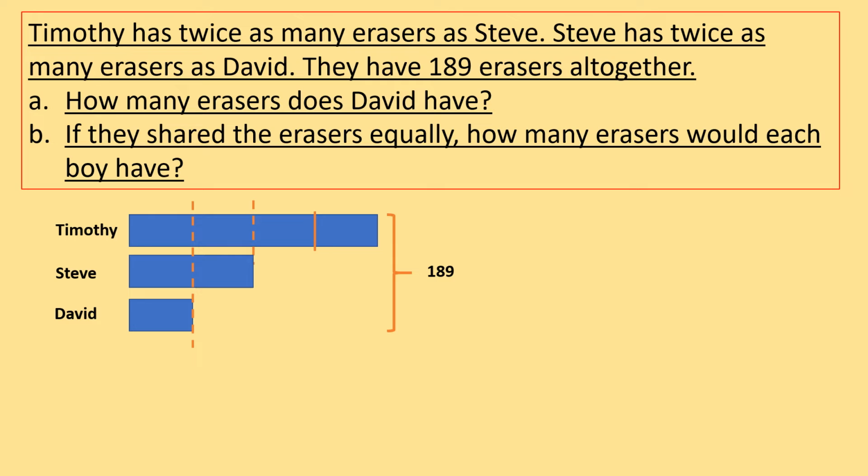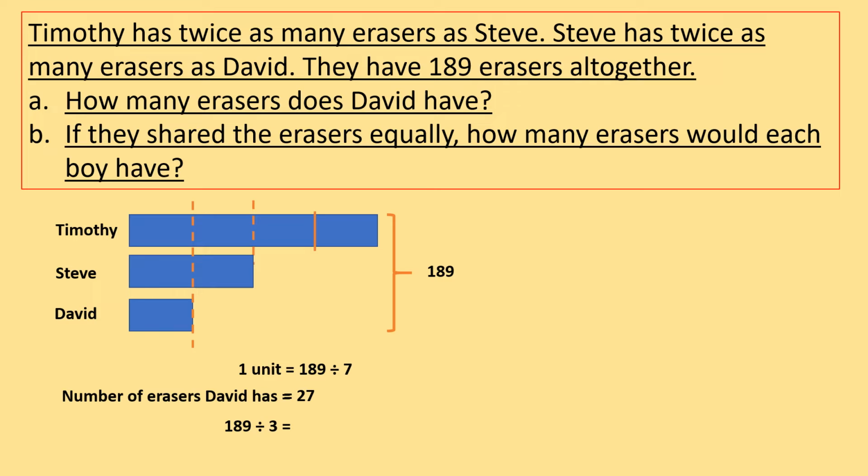So now if you want to find how many erasers David has, you realize that there are actually a total of 7 units over here. 1, 2, 3, 4, 5, 6, 7. 7 units are equal to 189 erasers. So 1 unit equals 189 divided by 7, and that is also the number of erasers that David has. So David actually has 189 divided by 7: 18 divided by 7 is 2, remainder 4, 49 divided by 7 is 7. So 27.